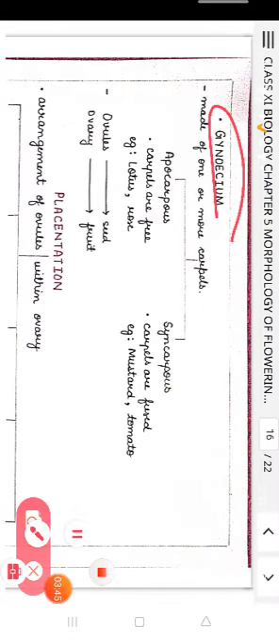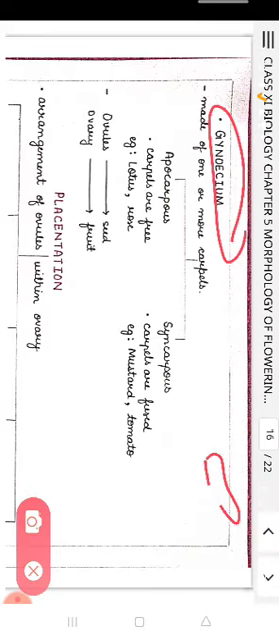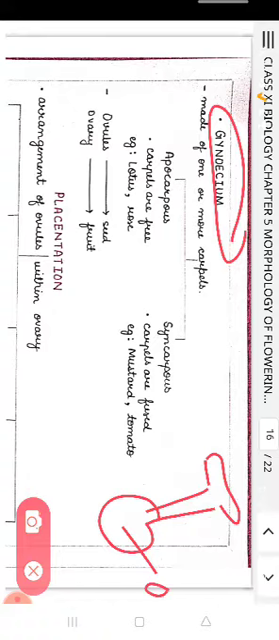Now the female part of the flower, that is the gynoecium. Gynoecium is the female part. Gynoecium is made of one or more carpels. If we talk about a carpel, a carpel has three parts. The lower swollen part is known as the ovary, which contains ovules. The tube-like part is known as the style, and the upper part is known as the stigma.